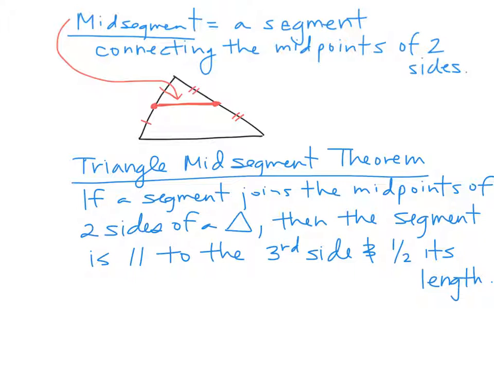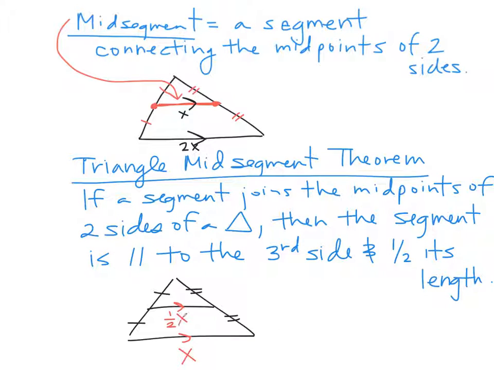Essentially, if you look at that picture up above, this segment is parallel to that one. And I could say that if this is a length of 2x, then this one would be a length of x. It's going to be half as much. Or let's say we have this one. Again, these are going to be parallel. If this one is x, then this one is 1/2 times x.